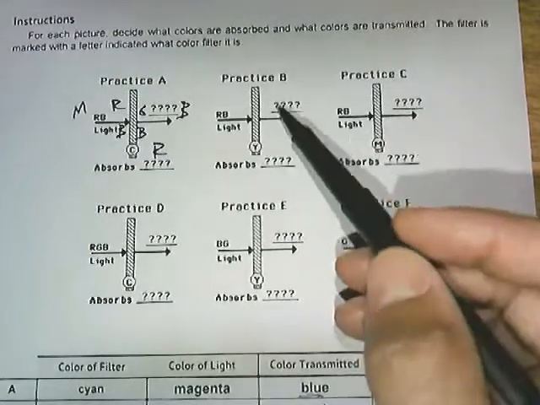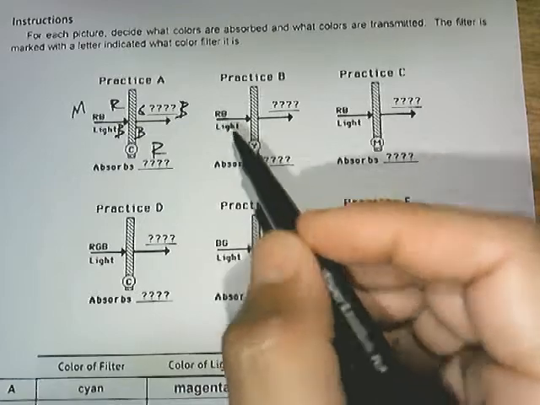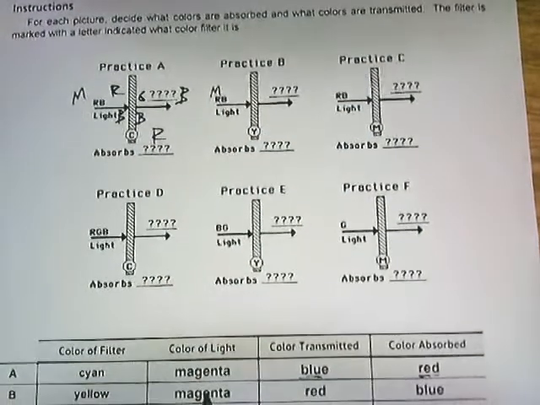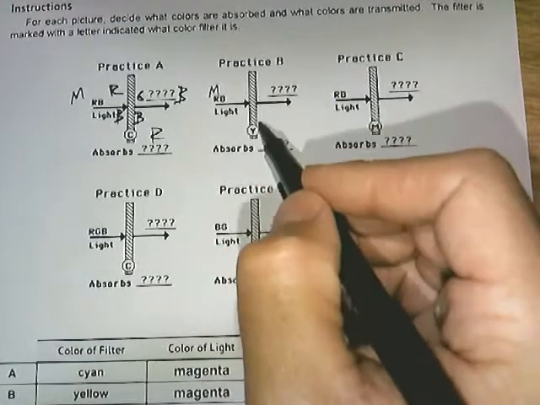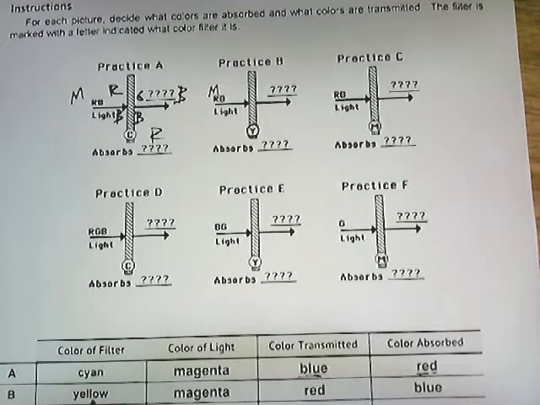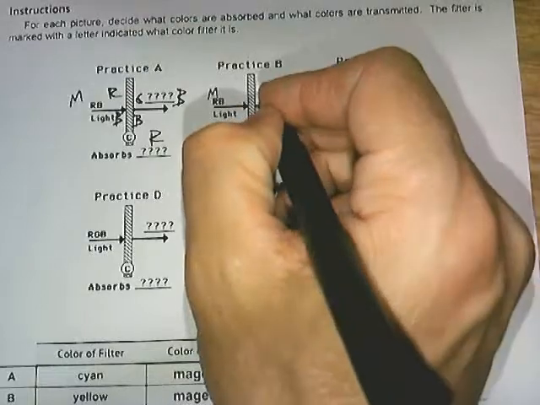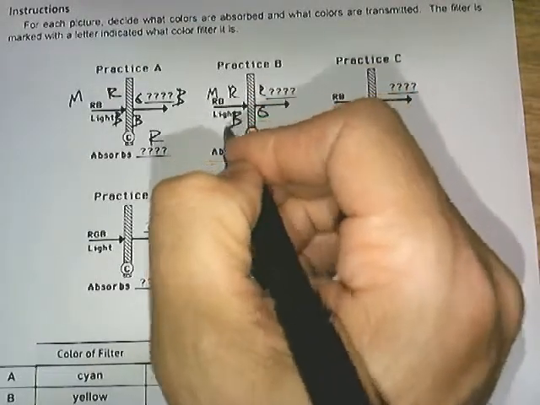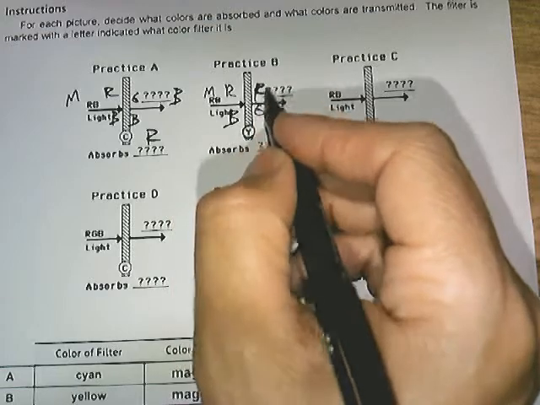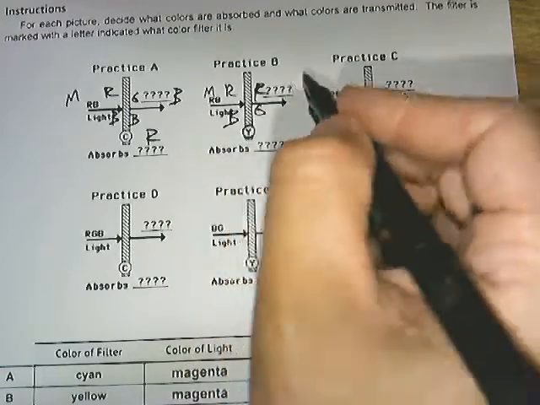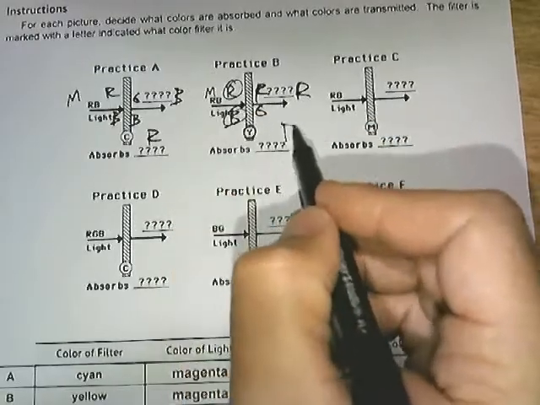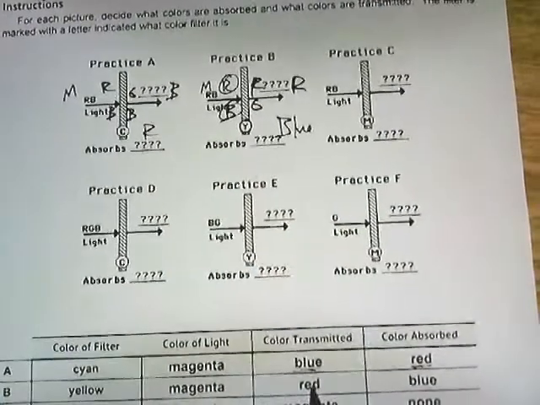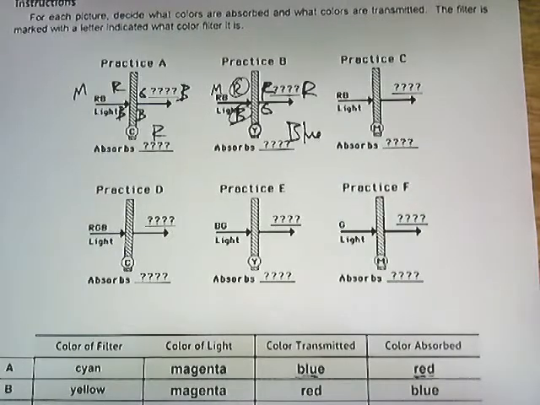So let's do practice B. I've got red and blue, and you should know by now red and blue is magenta light. So if I look down here at the bottom, I've got magenta light. And in this case, I have a filter labeled Y, so it's going to be yellow. What color is transmitted? So let's look at what yellow is. Remember, yellow is both red and green, and I have red and blue coming in. So a yellow filter is going to allow red and green through. That means red is going to be transmitted, right? Red is going to be transmitted. Blue is going to be absorbed. And that should be consistent with my answers down here. Red is going to be transmitted, blue is going to be absorbed.